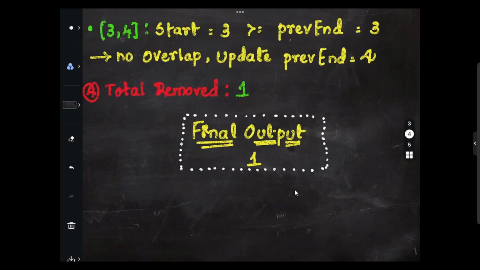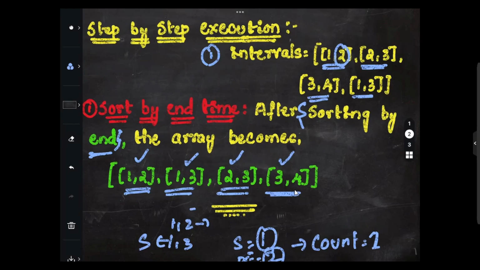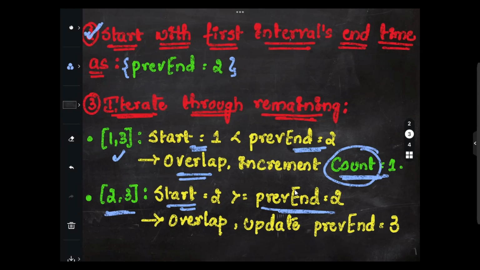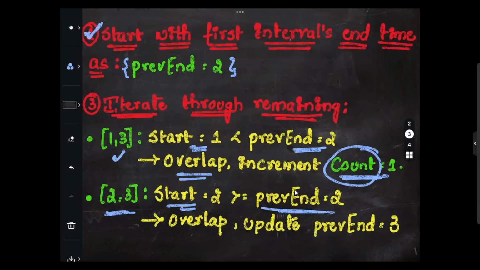Let's move on with the next case here. This one, 2 comma 3. So start is 2, previous end is also 2 here. Same thing. Let me come here. This one, 2 comma what we have now, 1 comma 2 and 1 comma 3. So we can remove 1 comma 3, right? Next we will go with this one and this one, 1 comma 2 and 2 comma 3, right? Yeah, 1 comma 2 and 2 comma 3.